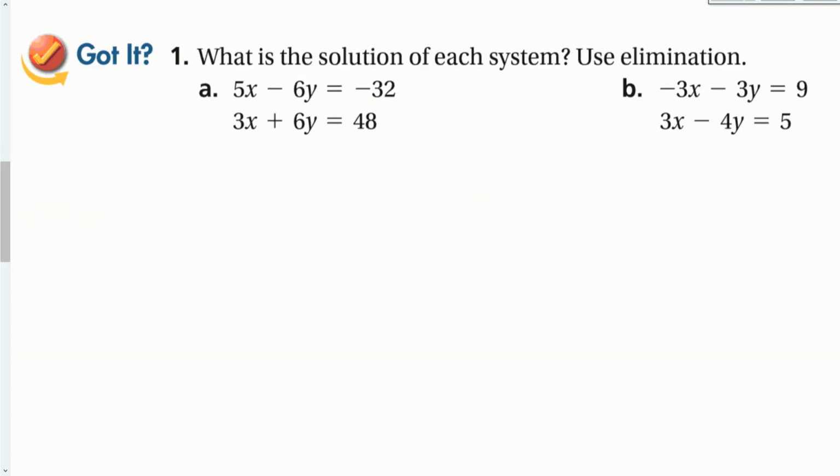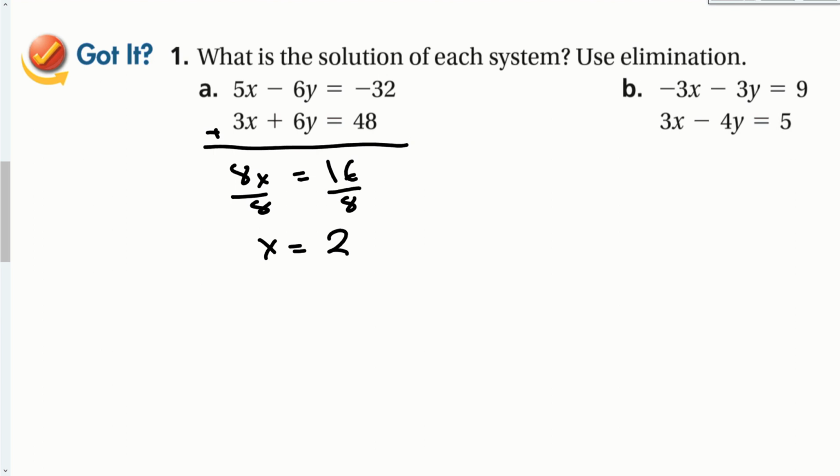Again, what do I notice? The y's are opposite to each other. All I have to do is add these two equations together. And I get 8x, the y's cancel, is equal to positive 16. Divide out the 8, and I get that x is equal to 2.